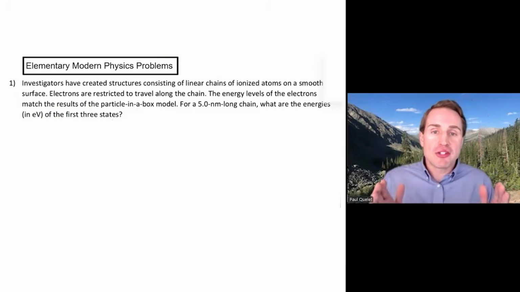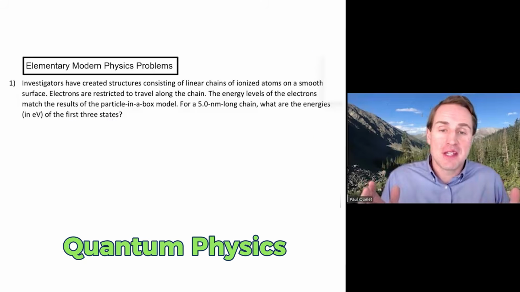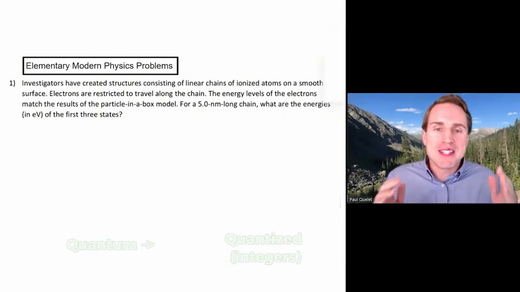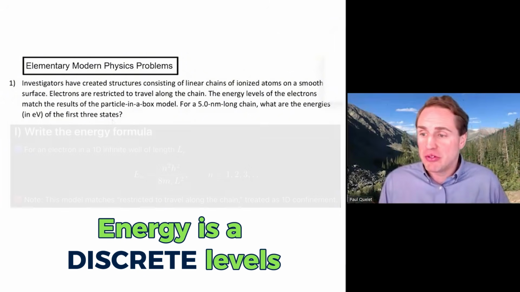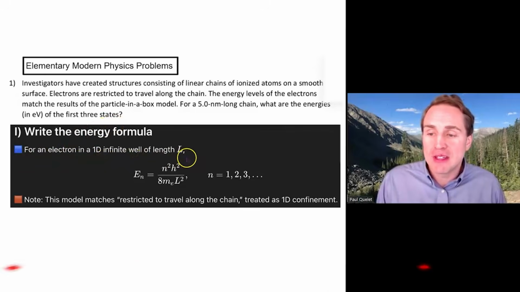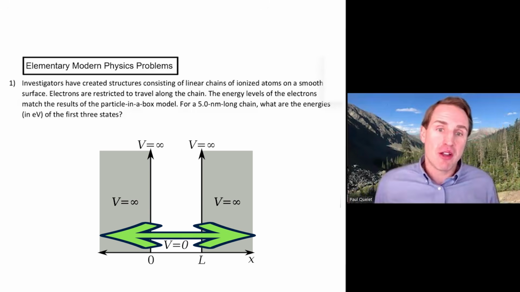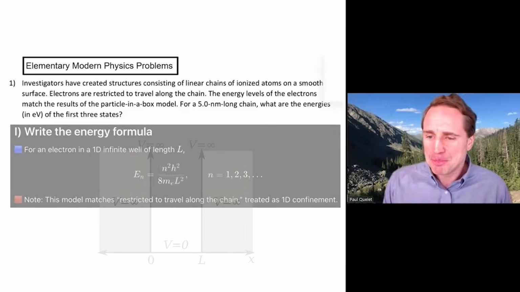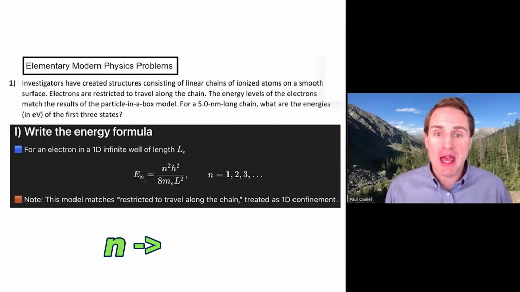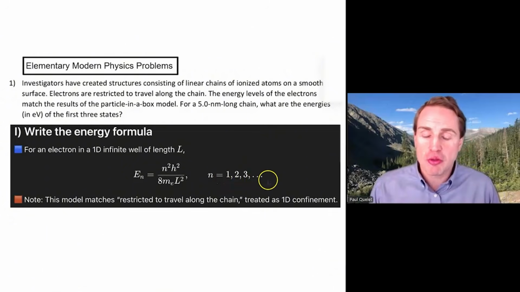So hopefully you understand that when it comes to quantum physics in elementary modern physics, quantum means quantized, which means integers, which means the energy is at discrete levels. The idea is that for an electron in a one-dimensional infinite well of length L, we have this equation for the energy levels. Notice it has a subscript n because n is the integer. n is a positive integer: 1, 2, 3, and so on.